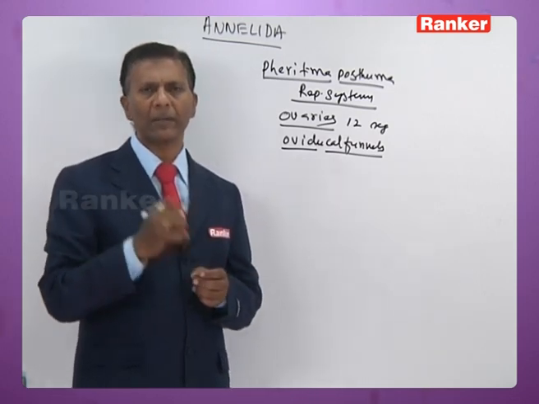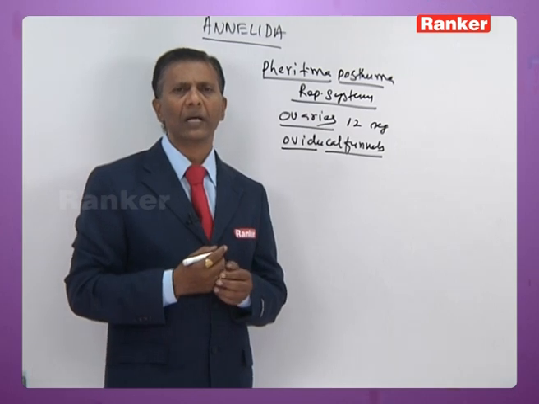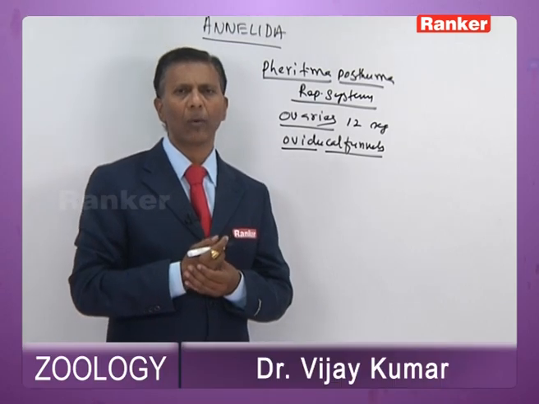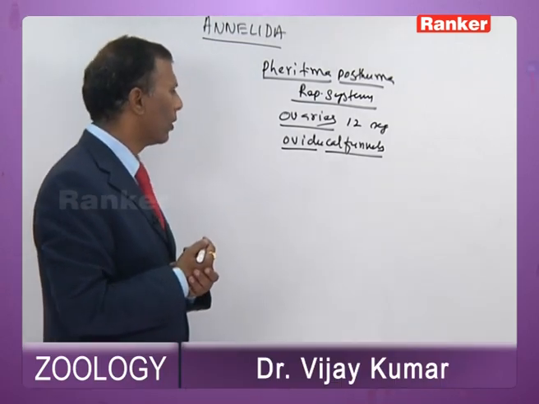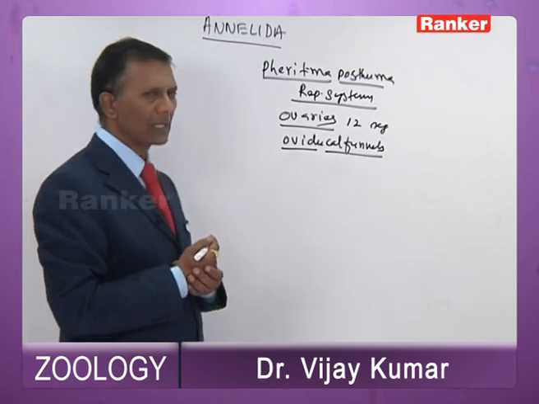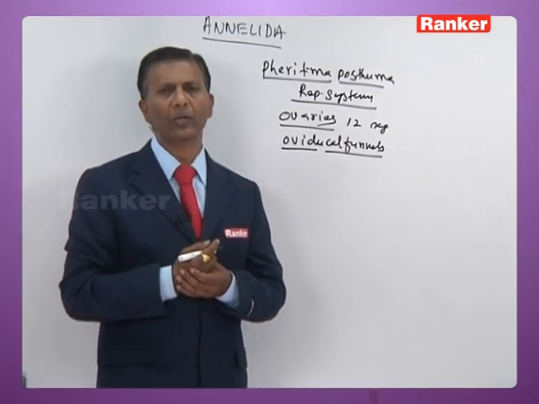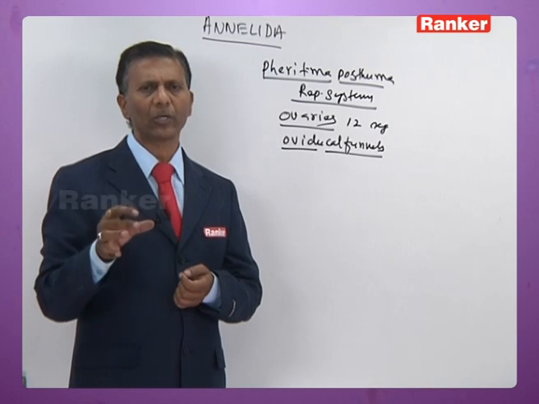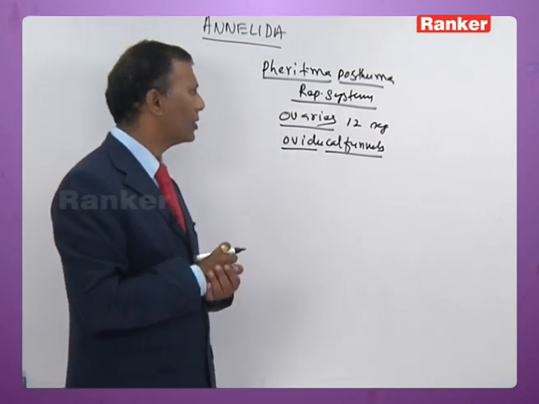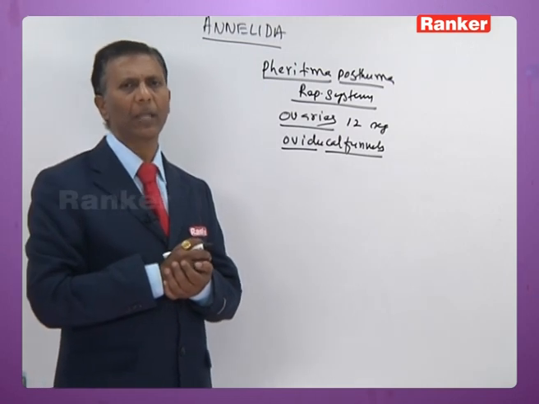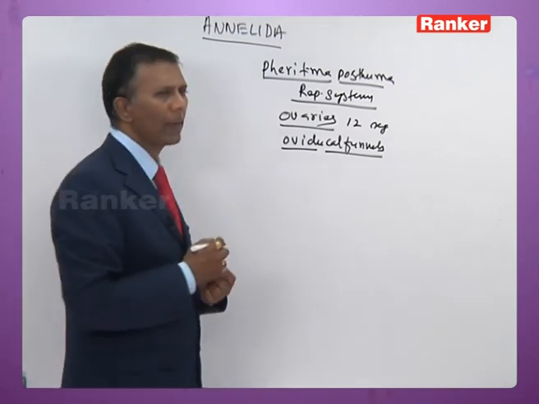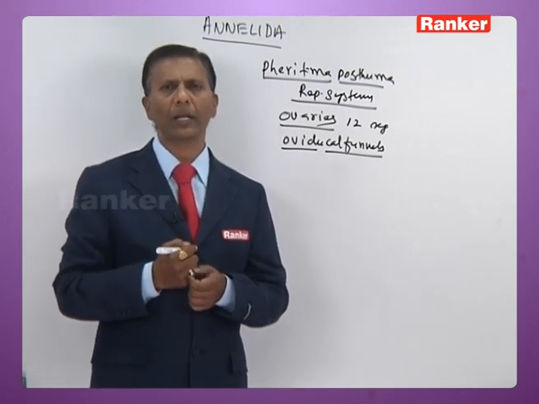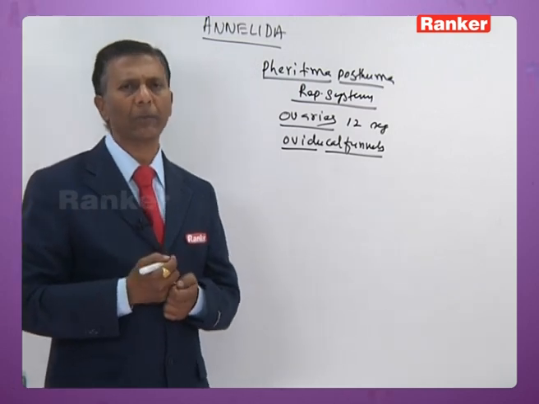Two oviducal funnels are present. They are ciliated, and with the help of cilia they collect ova from the 12th segment. So the ovaries are present in the 12th segment, attached to the septum of 11 by 12, and they release the ova into the 12th segment. From there, the ova are collected by oviducal funnels. Each oviducal funnel gives rise to an oviduct. Both the oviducts unite to form a common oviduct. The common oviduct opens to the exterior through the female genital pore.